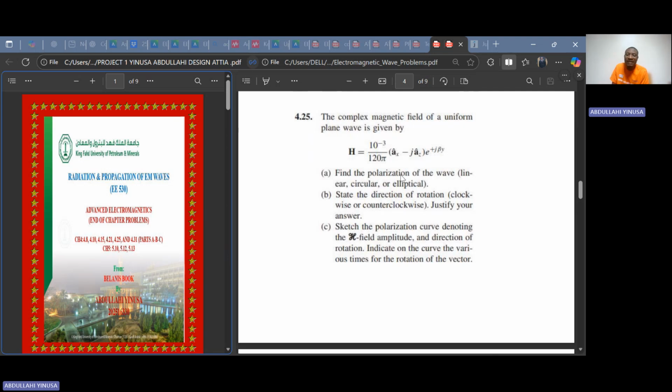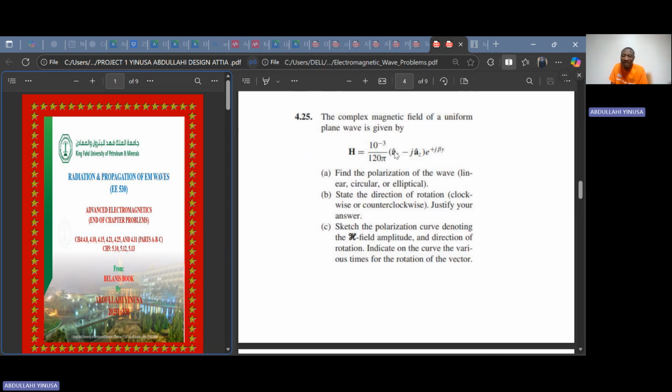In that case, is it right-handed polarization or left-handed? Because Ax is leading, it means it is going in this direction, in the clockwise direction. Because it is going in the clockwise direction, it is right-hand circular polarization. So the answer is circular polarization, and the direction of rotation is clockwise.